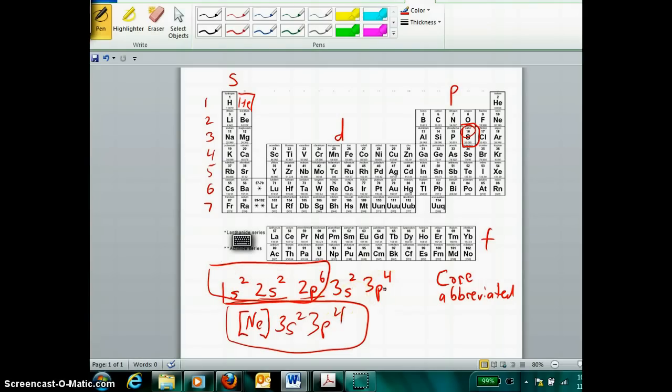And it is shorter, and you may be saying not much shorter, but if we were to use a very large element, for instance, if we were writing polonium's electron configuration, well, we'd have to configure 84 different electrons. But by using the core abbreviated method, we could start with xenon's core and then only worry about the remaining 30 electrons, because xenon's core has 54. And trust me, that would be saving considerable time.